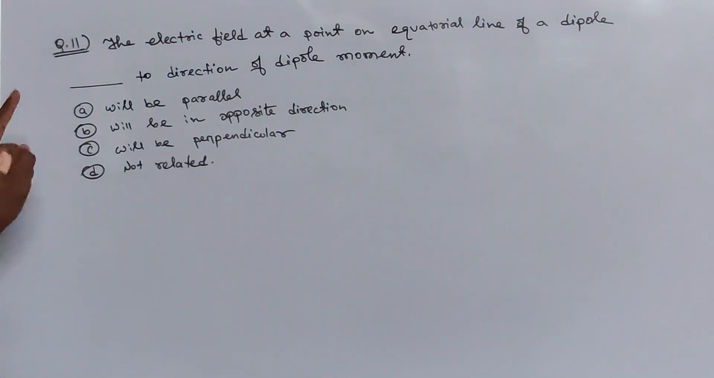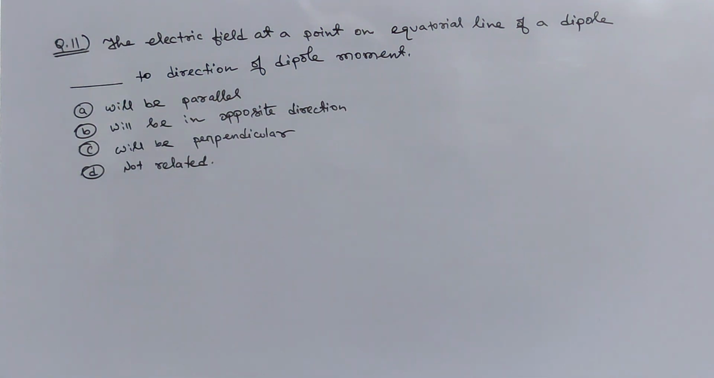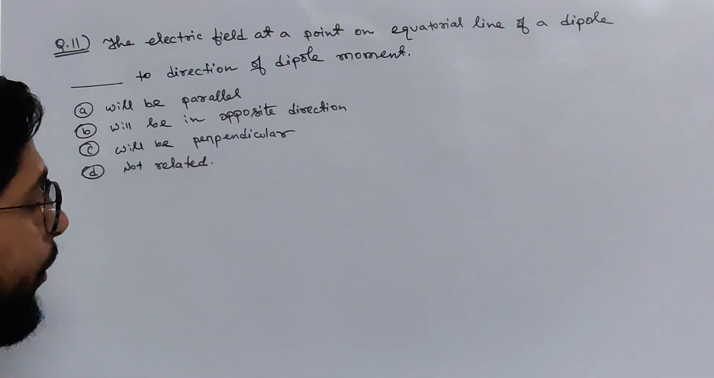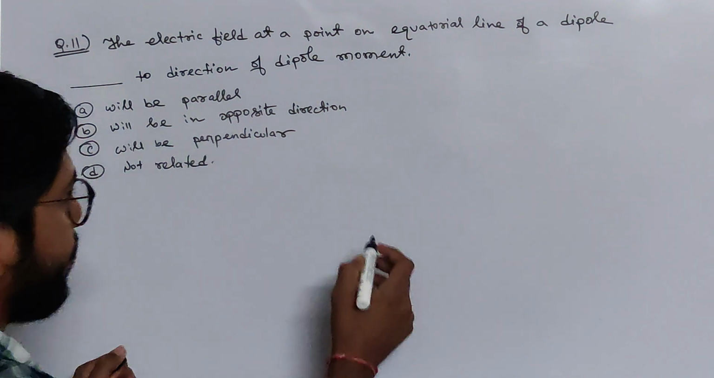So the question number 11 is: the electric field at a point on the equatorial line of a dipole is dash to the direction of dipole moment. So you have to tell what is the direction of the electric field at a point on the equatorial line, and how it is related to the dipole moment of the electric dipole. Let's see out of these 4 options which one is correct.